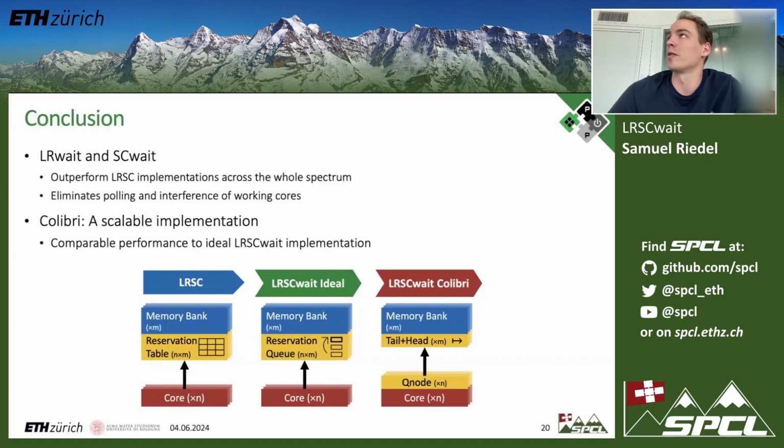So that's more or less it, in conclusion. We proposed this load reserve wait, store conditional wait, which pretty much outperforms load reserve store conditional across the whole spectrum by eliminating the polling and interference of working cores. And we propose a scalable implementation of this scheme, called Colibri, which drastically reduces the overhead that we need to pay in hardware.